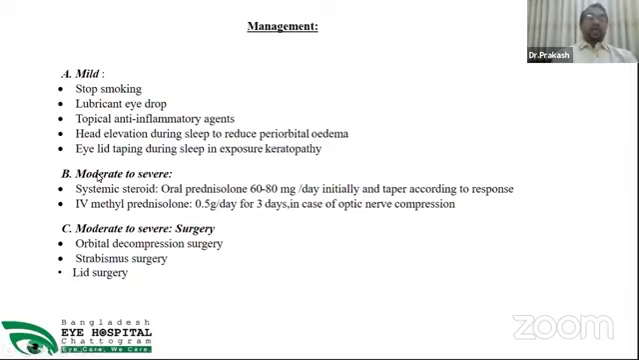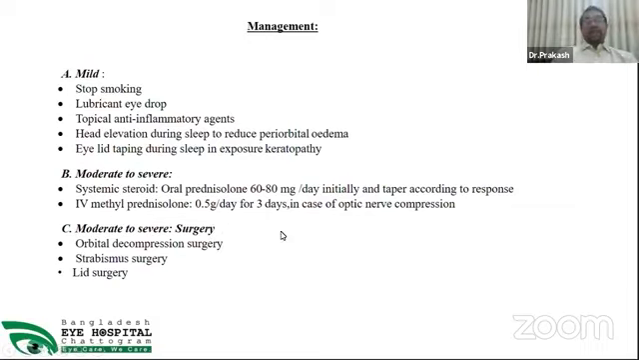And in case of moderate to severe cases, sometimes we prescribe systemic steroids, oral prednisolone 60 to 80 milligrams per day initially, and IV methylprednisolone is also an option. And in moderate to severe cases, surgery may be an option to save the optic nerve when there is a gross proptosis.